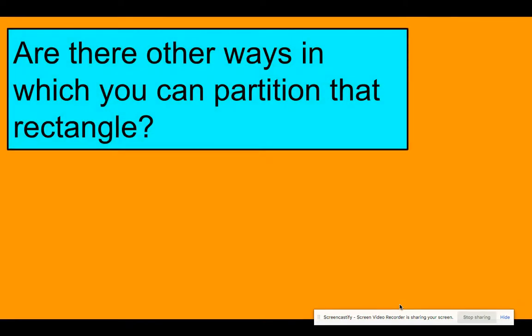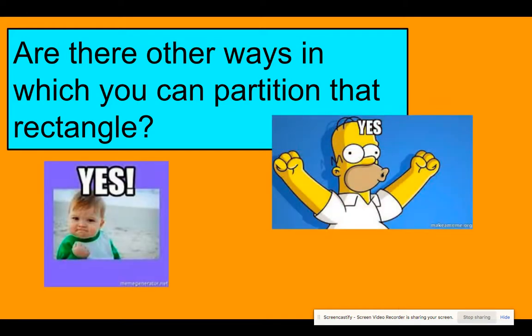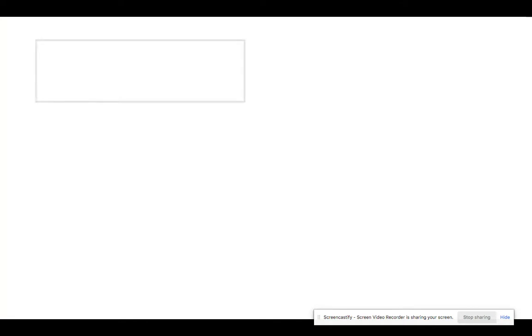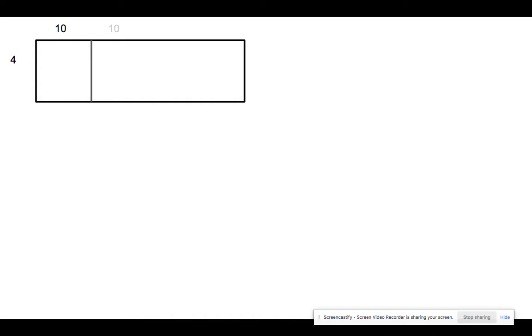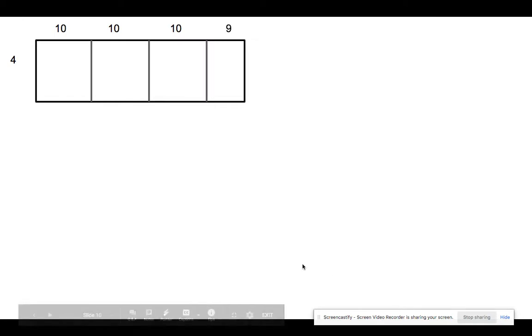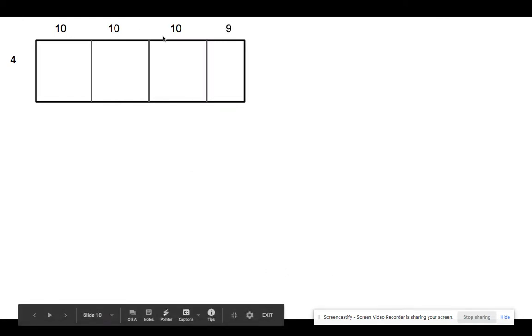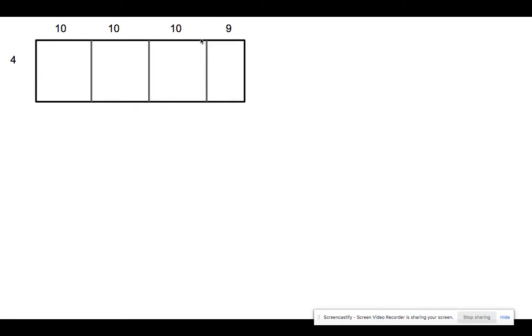Now, are there other ways you can partition that rectangle? Well, yeah, of course there is. So let's go through those ways. We're still doing the same problem, 39 times 4. So I'm going to put my 4 here. This time I'm going to break apart my rectangle into 10 plus 10 plus 10 plus 9, which makes 39. So again, I'm breaking that bigger number into smaller manageable pieces.